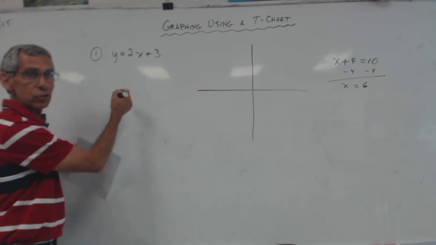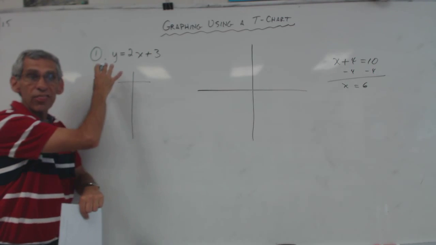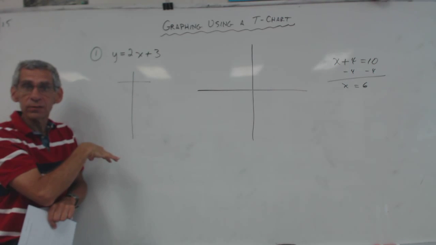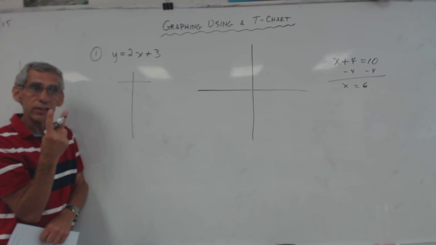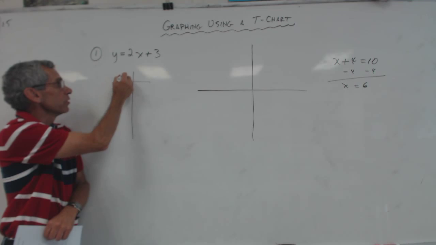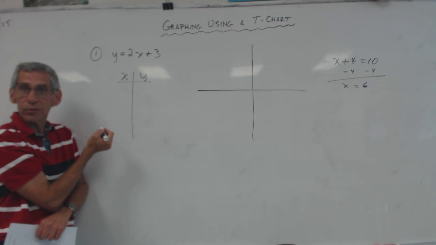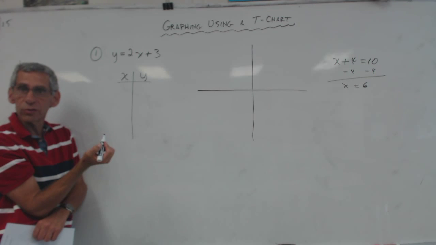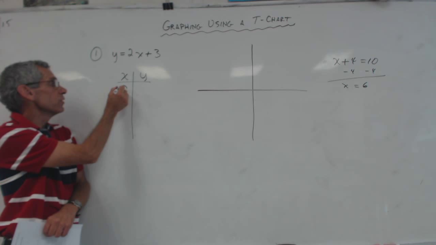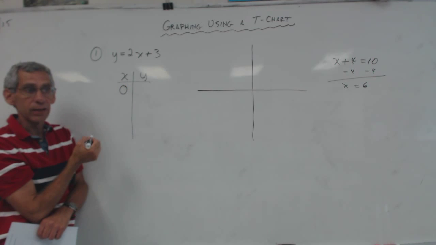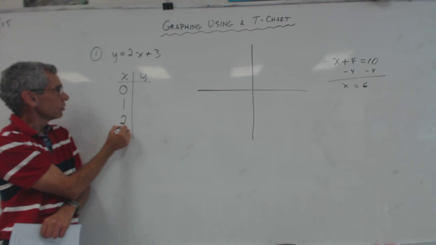So what I have to do is I create a T-chart. I could do 1,000 possibilities, but I don't want to do that. It's going to take me forever. So all I do is I choose three numbers. Here's my x, here's my y, and I choose three easy numbers. And don't you agree 0, 1, and 2 is pretty easy? You could start with 1, 2, and 3, but 0 is the easiest one on the planet. So I would prefer starting with 0, 1, and 2.